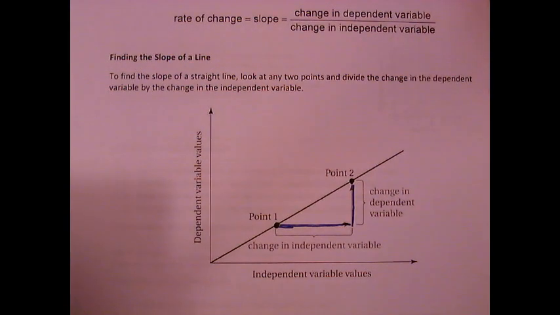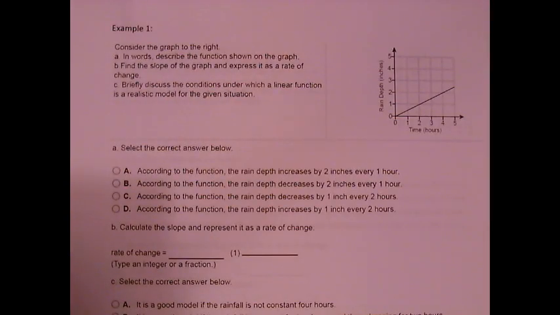So if we look at example 1, here we want to consider the graph to the right. So in words, describe the function shown on the graph. And in part B, find the slope of the graph and express it as a rate of change, and then briefly discuss the conditions under which a linear function is a realistic model for the given equation.